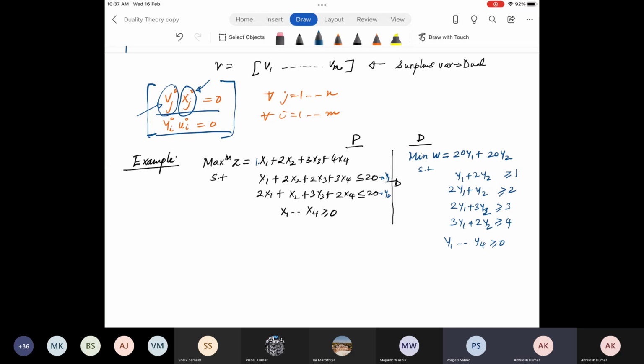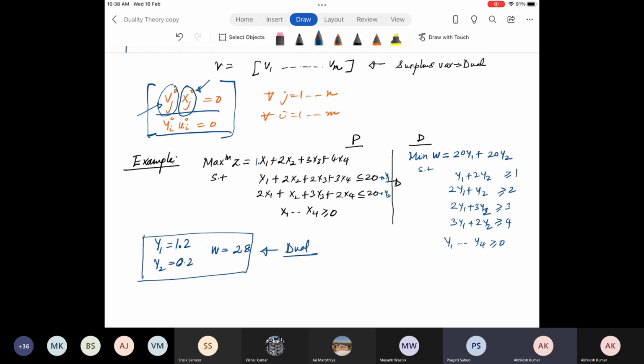So if a 4 variable primal problem is converted, how many variables will the dual problem have? Sir, 2 variables. You can solve it using the graphical method. I'm not going into that detail. I'm directly giving you y1 equals 1.2, y2 equals 0.2 and w equals 28. So this is the solution I have for the dual problem. You can draw it graphically and find it.